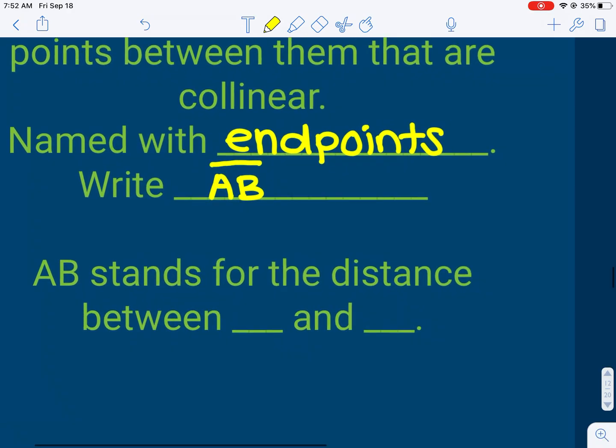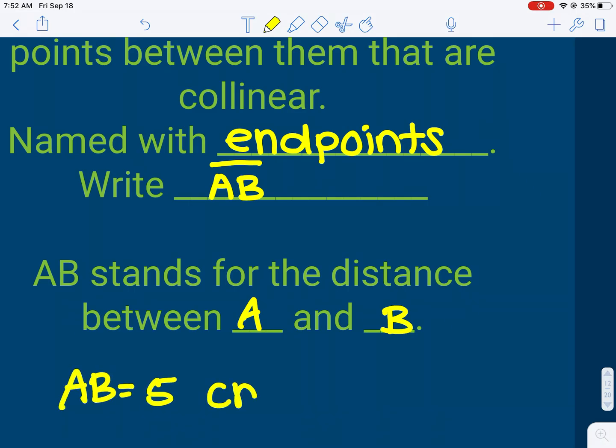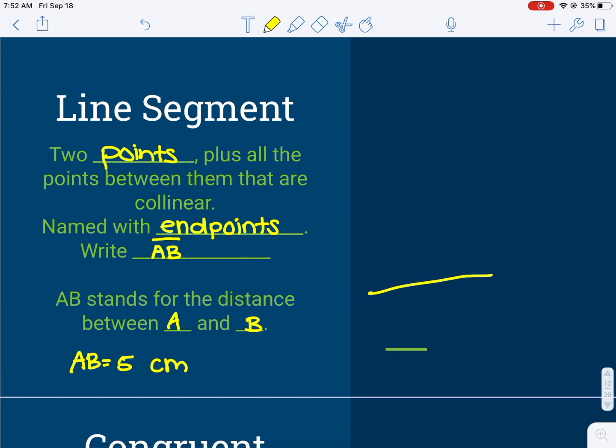Without the line above, that stands for the distance between A and B. So if I say AB equals 5 centimeters, that means if my picture looks like this, that length is 5 centimeters.